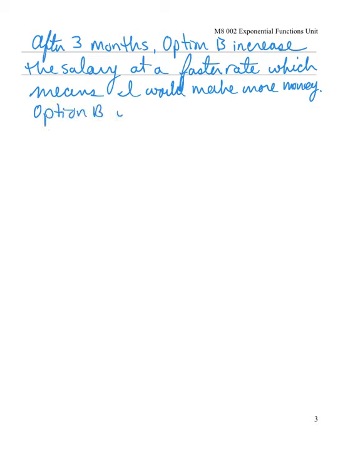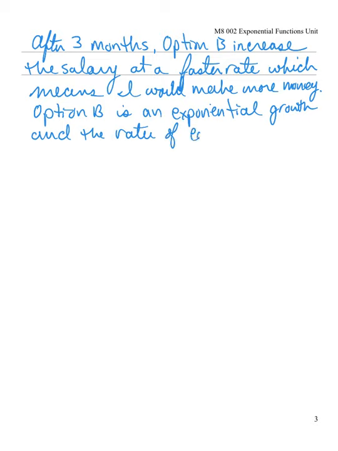Option B is an exponential growth. And the rate of earnings will increase faster.